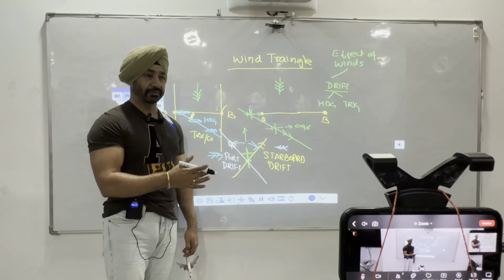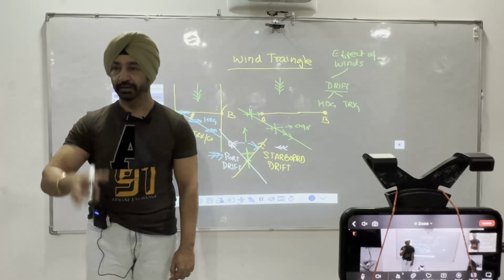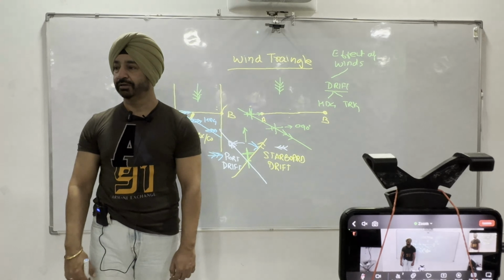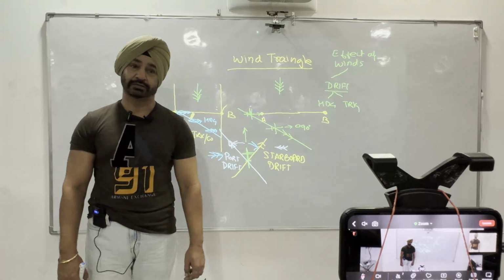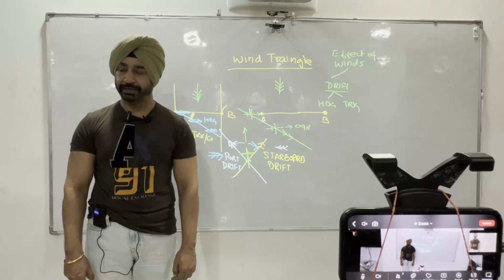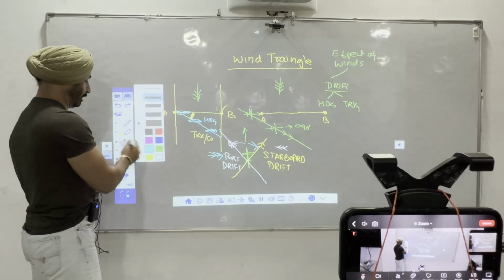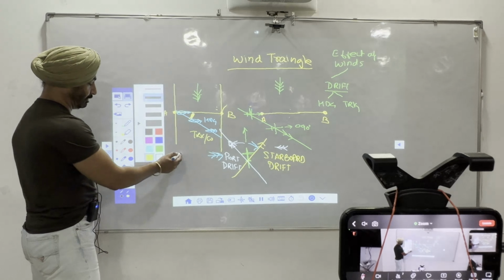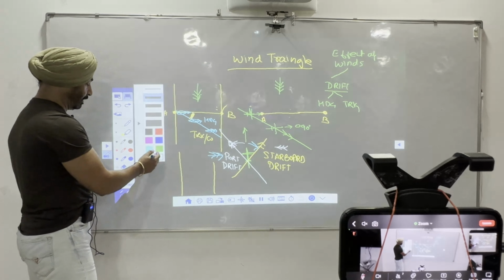It's very simple. The heading is the direction in which you're pointing, or basically what you're seeing on your compass. Track is the path which you're flying, which is affected if there are winds. If there are no winds, both are the same. That is one effect.